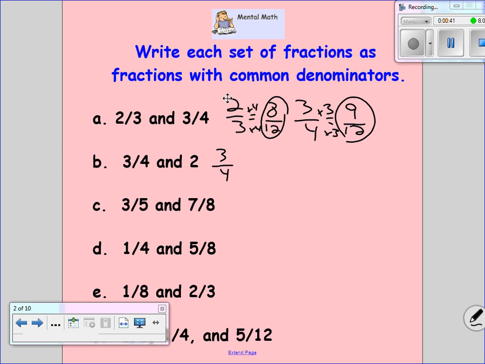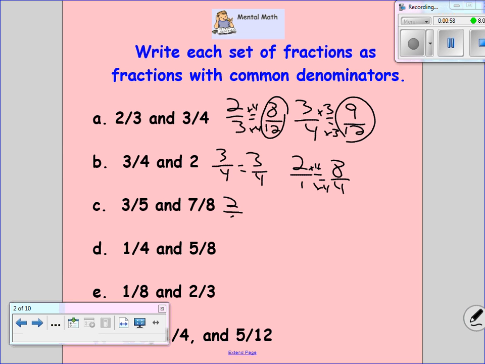We have 3/4 and 2/1. Common denominator, we have a 4. 3/4 stays, and 2 times 4 gives me an 8.